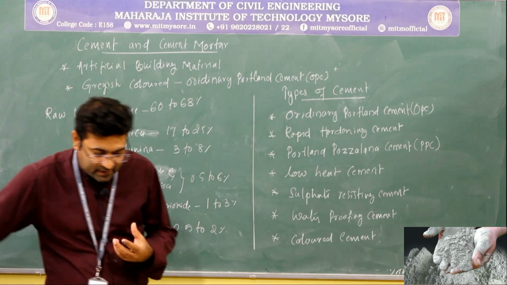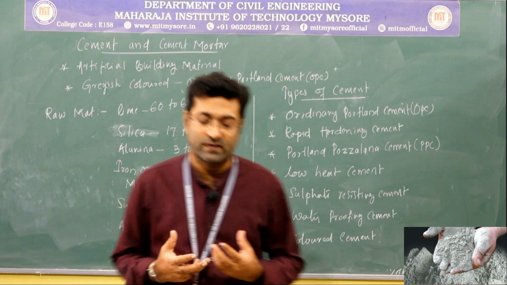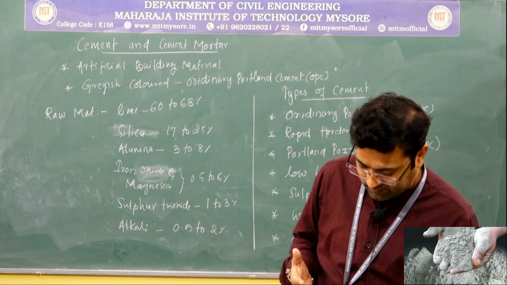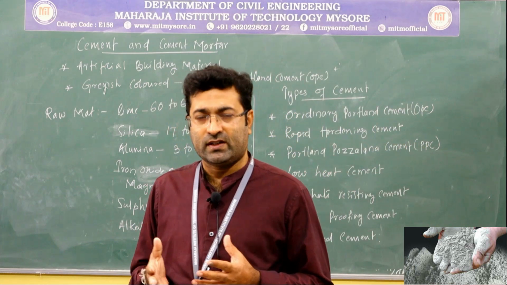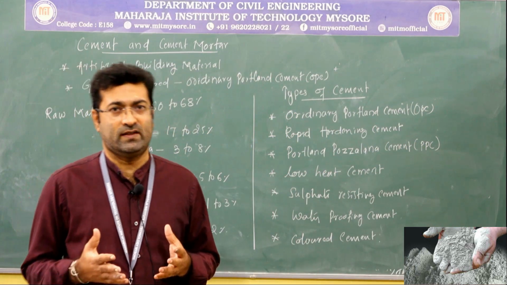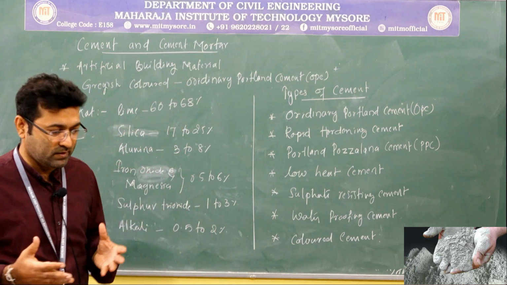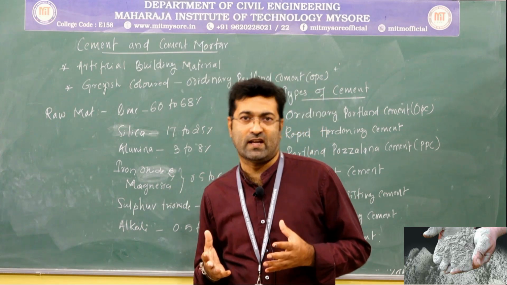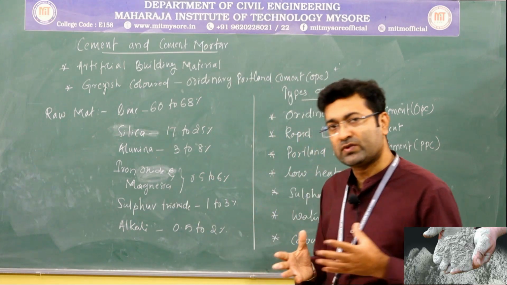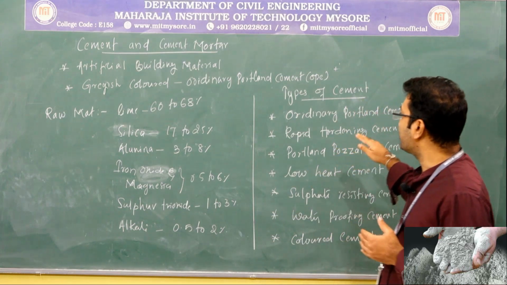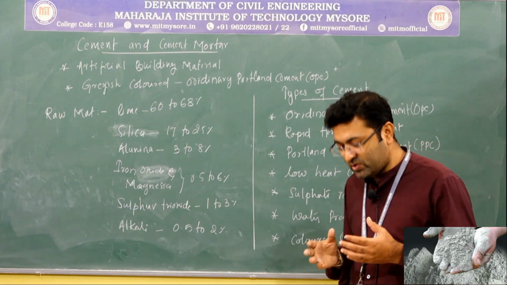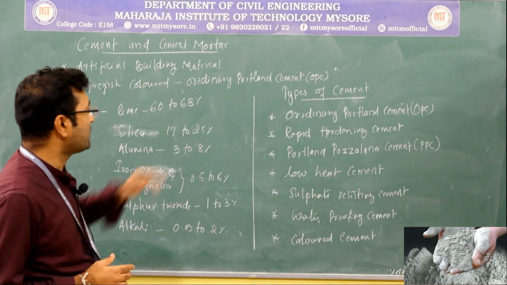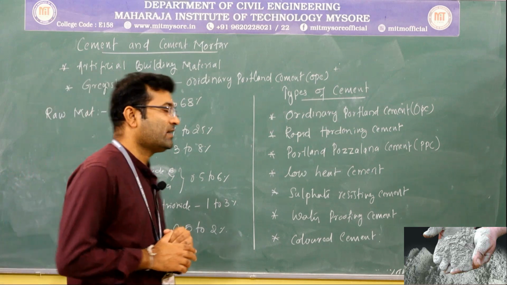Whenever there is a requirement for construction at a very fast rate, or let us assume you are doing a construction activity where waterlogging is there, or inside water where you want the cement to attain strength as fast as possible, during those situations we prefer to use rapid hardening cement, which takes very less time to attain strength. And next, moving on to Portland pozzolana cement.